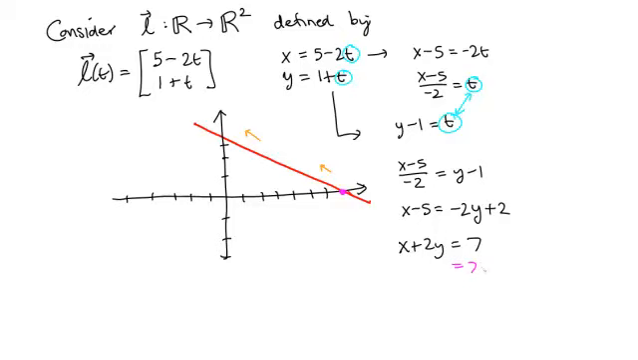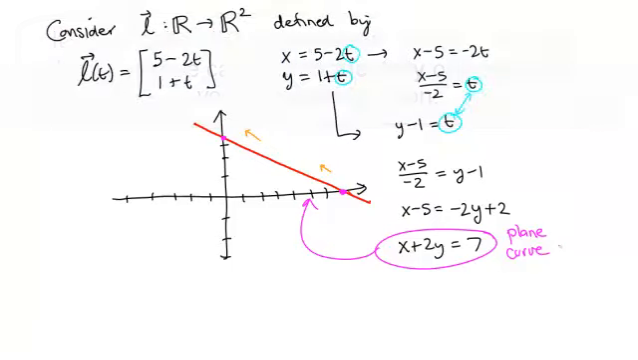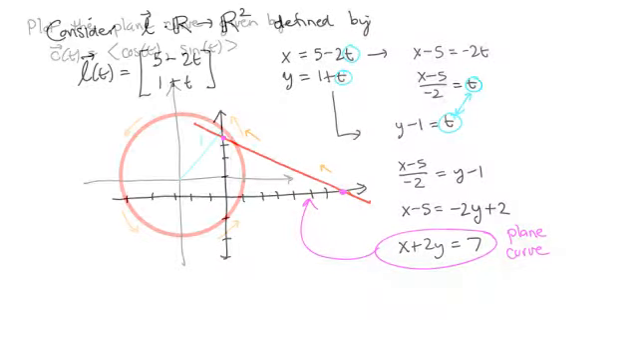And if x is equal to 0, then it says that y has to be 7 over 2, or 3.5. Well, we know that to be the y-intercept. And so this is indeed the xy equation of this curve right here. Again, remember how we said that this is sometimes called a plane curve? Well, this is sometimes called the equation of that plane curve.